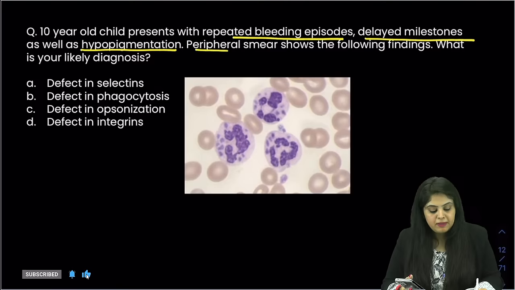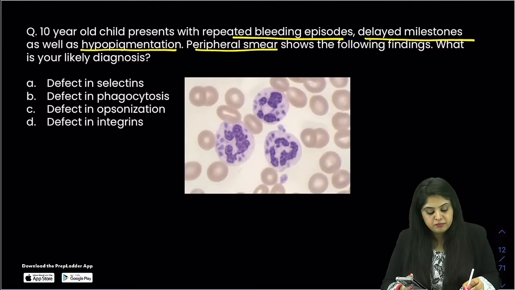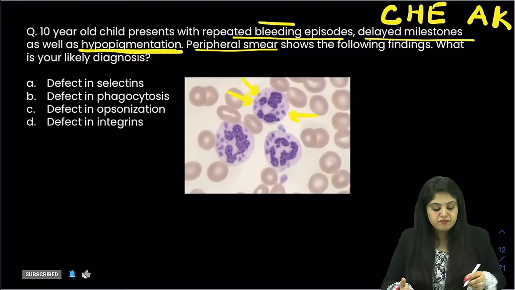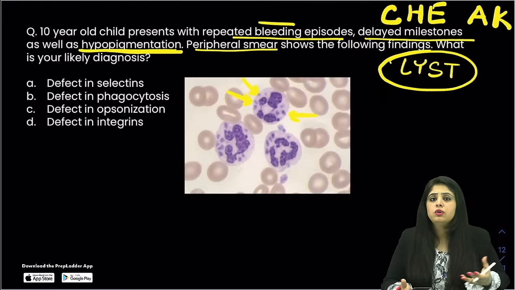Yes, tell me guys, there's bleeding as I can see. There is delayed milestones, CNS problem. There is bleeding, so a hemorrhage problem. Hypopigmentation means there is albinism. The photo is showing me lots of granules, coarse granules. It's a case of Chediak-Higashi that they have mentioned. Means lysosome problem. Lysosome problem means phagolysosome, all that is going to be problematic. Means there is a problem in phagocytosis.